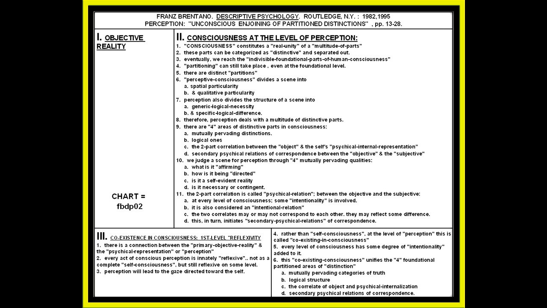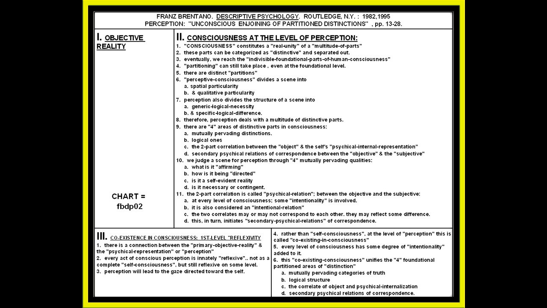Brentano says that at every level of consciousness, some intentionality is involved. So it is also an intentional relation that we define. The objective and the subjective may not correspond to each other. They may reflect some difference. That difference might be our intentionality that we have overlaid on our representation. But it does create an area of secondary psychical relations of correspondence that end up being involved in our representation.